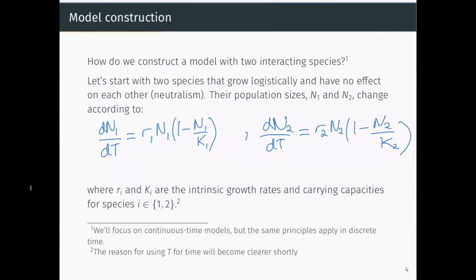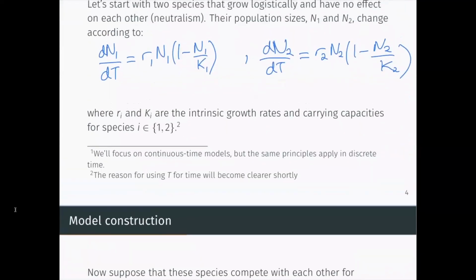A couple of notes here: we are going to be focusing on continuous time models. A lot of the ways that we construct these models would apply in discrete time as well. And the reason that we're using a capital T here instead of our normal little t is just a notation thing that we'll come back to when we talk about non-dimensionalization.